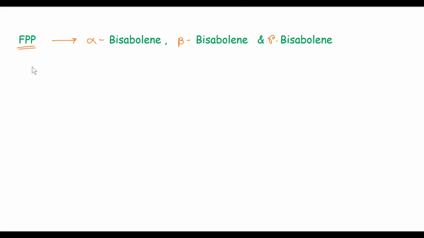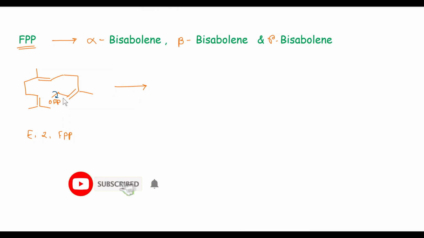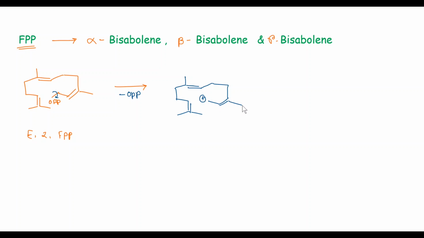First of all, see the structure of FPP. Here OPP, here methyl group. This is the structure of EZ FPP. From this EZ FPP, loss of OPP takes place and we get a positive charge here. This cation is called the farnesyl cation or EZ farnesyl cation.